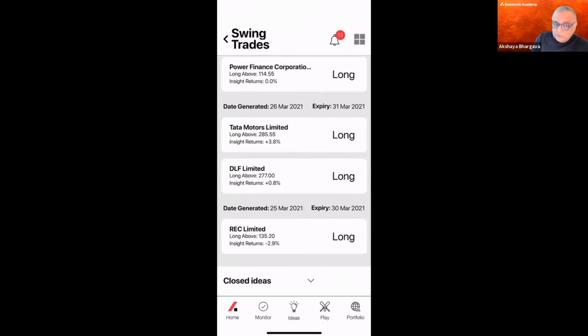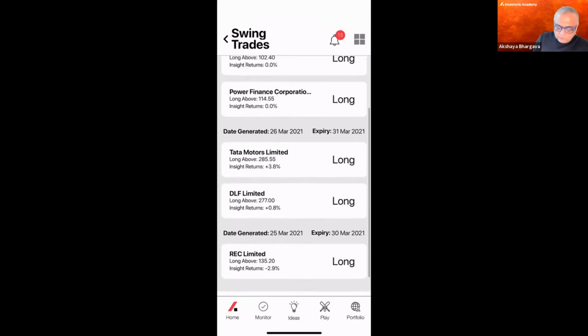It is not always successful. On 25th of March, REC Limited came up, again a long idea, and that has returned minus 2.9%, and it's open for one more day. So it shows you the expiry date, the open date, and so on and so forth.